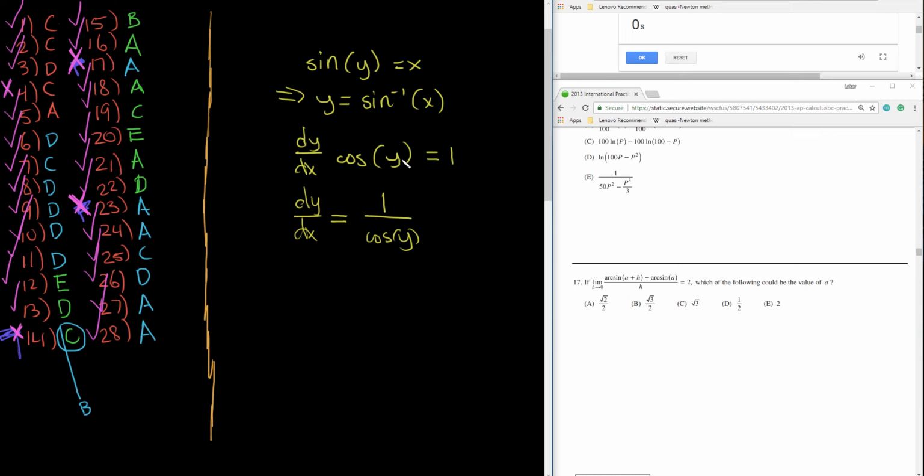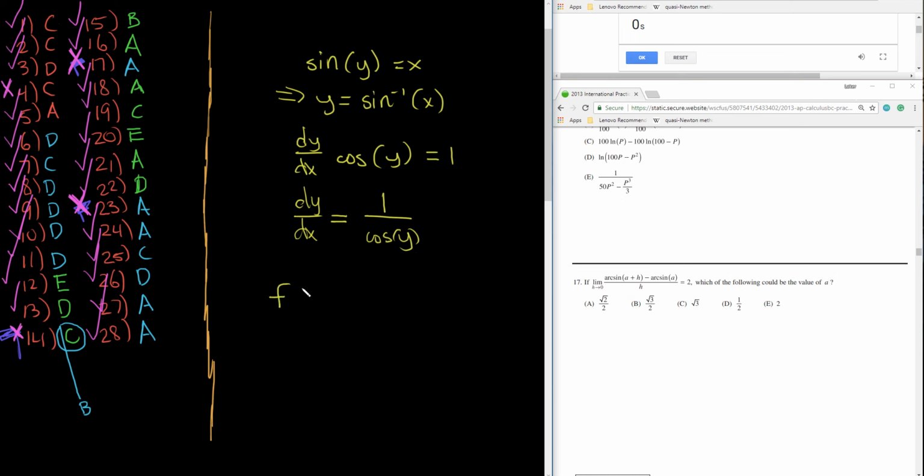No, because we're looking for the actual derivative. So, yeah, not so useful. Unless, actually... Alright, well, you know what? This is silly of me. Even though I forgot what the actual arcsine derivative was, I do know a way to find it.